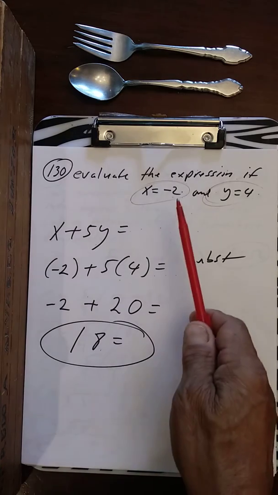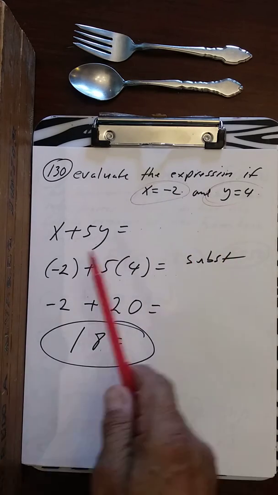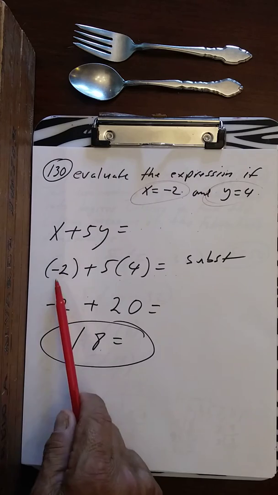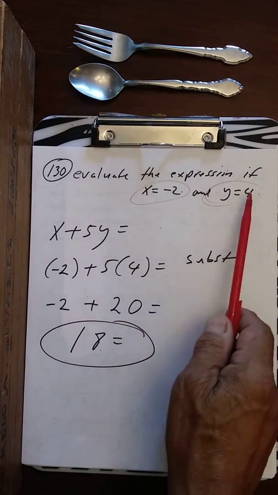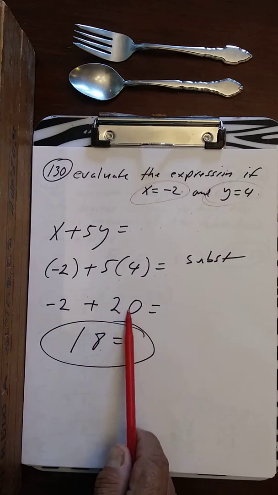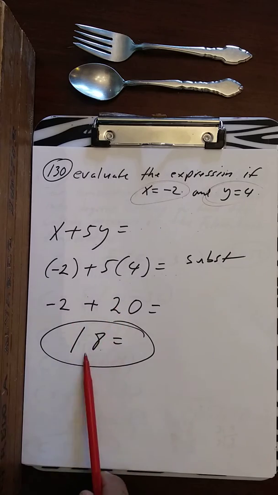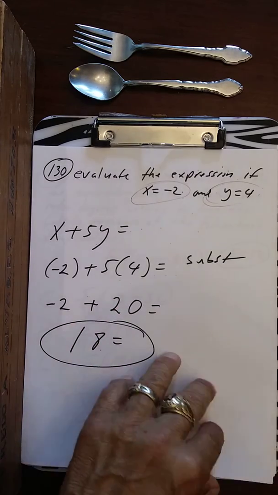Evaluate the expression if x is negative 2, y is 4. X plus 5y. So x is negative 2, substitute, and y is 4. So 5 times 4 is 20. Negative 2 plus 20 is 18. Yes, you can use calculators if you need to.